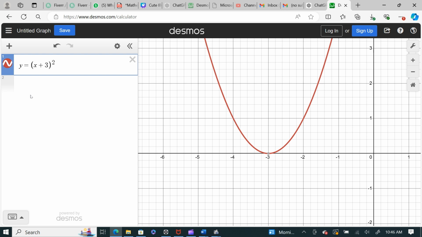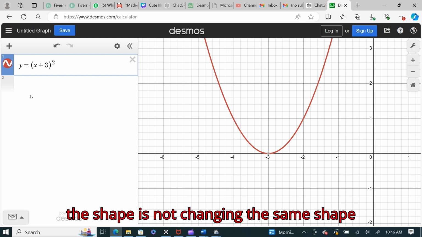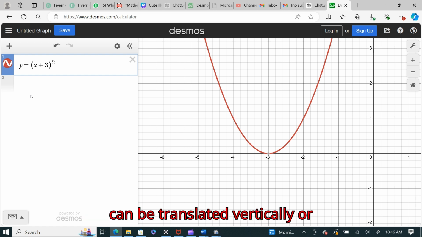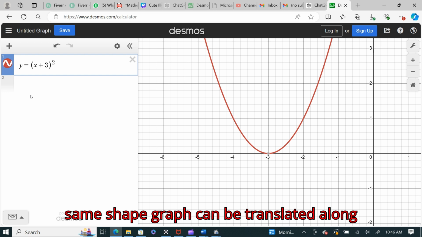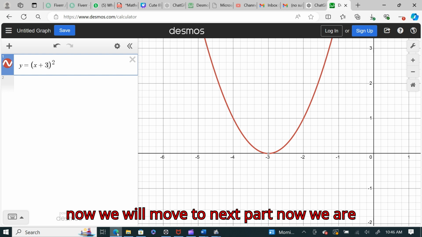Right? Hope you could understand about translation. Translation means the shape is not changing. The same shape can be translated vertically or horizontally. That means the same shape graph can be translated along the y-axis or along the x-axis. Now we will move to the next part.